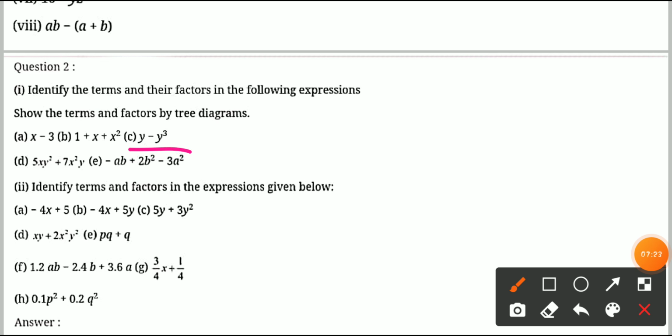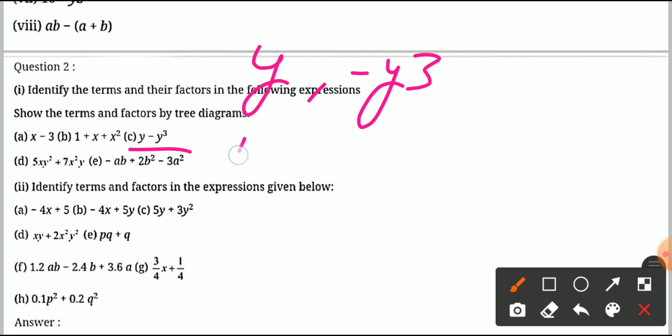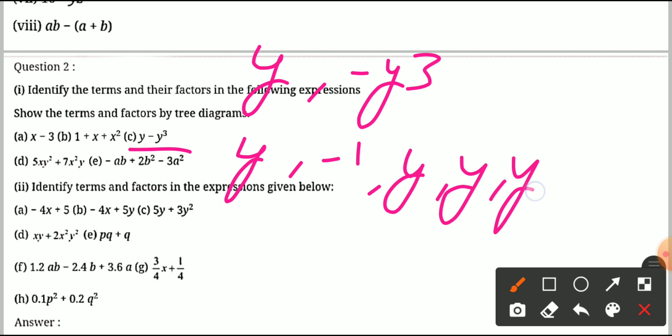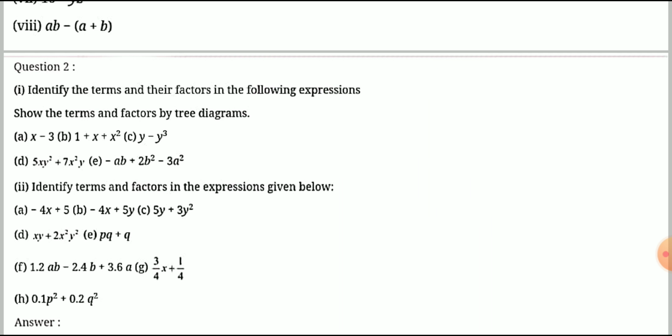y minus y cube. So first term is y and second term is minus y cube. So what are the factors of the first one? y and 1, and second one is minus 1, then y, then y, then y. This is the factor of y cube. Similarly, you can do D part and E part, okay, and tell what is the answer of these.